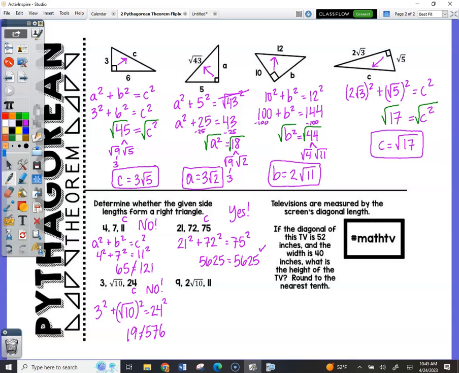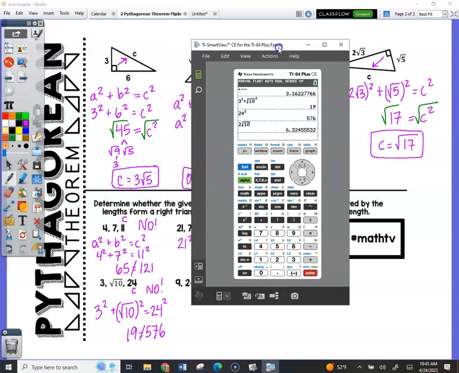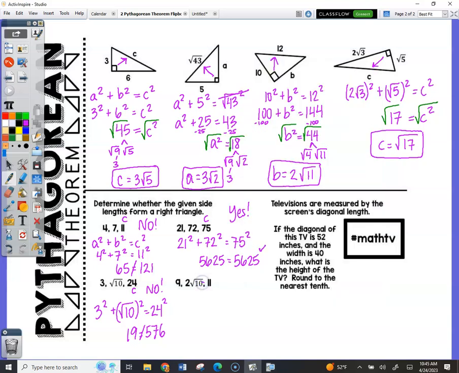That is side 9, side 2 root 10, and side 11. 2 root 10, let's see what that is as a decimal so we know what the measurement is. Okay, 2 root 10 is 6 something. So what's C? C is going to be 11. Plug it in. So you got 9 squared plus 2 root 10 squared equals 11 squared.